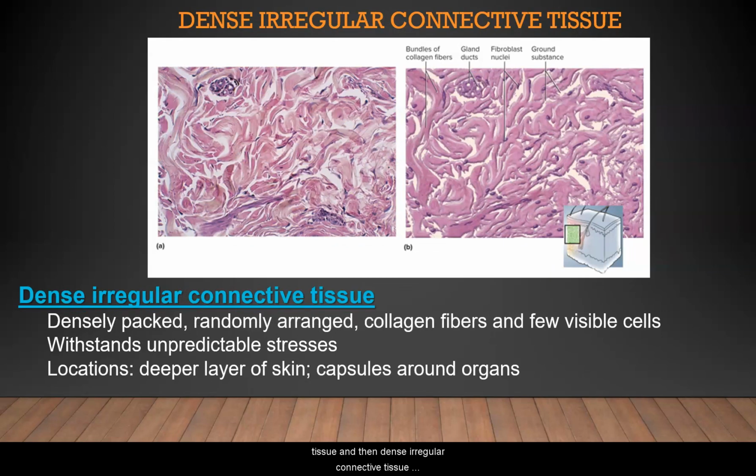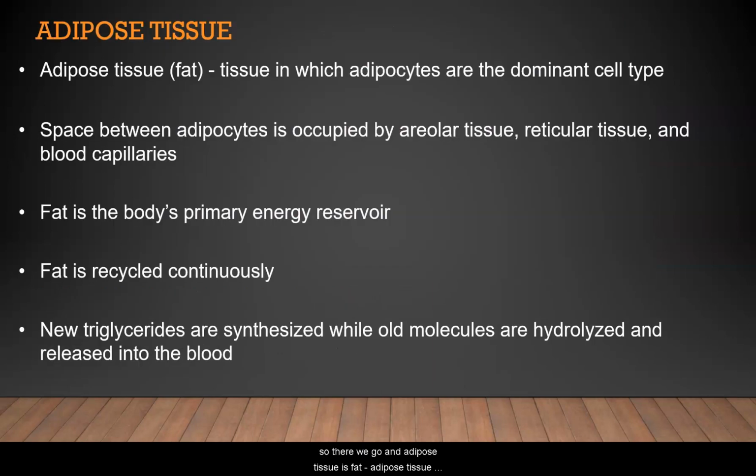And then dense, irregular connective tissue shows those densely packed, randomly arranged collagen fibers in just this random arrangement. And there are few visible cells here, and this withstands unpredictable stress. So you'll see this in things like the deeper layers of the skin, capsules around organs that can take a beating and just stand tight and packed. So there we go. And adipose tissue is fat.